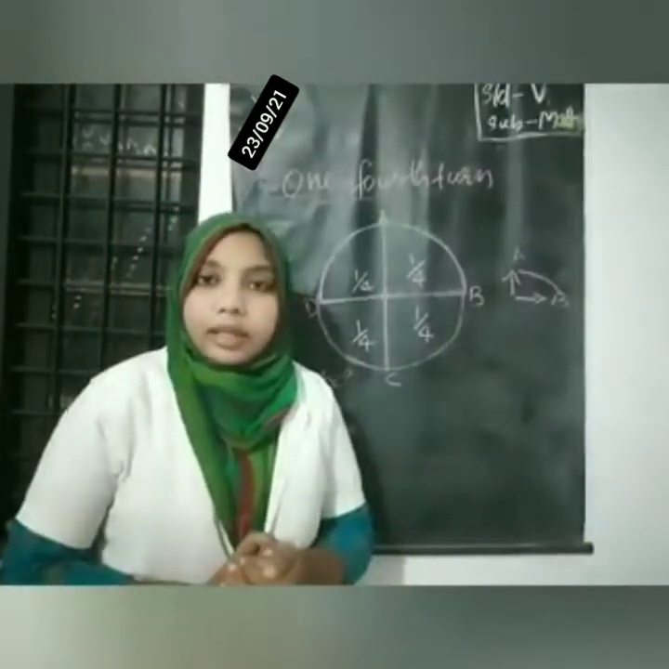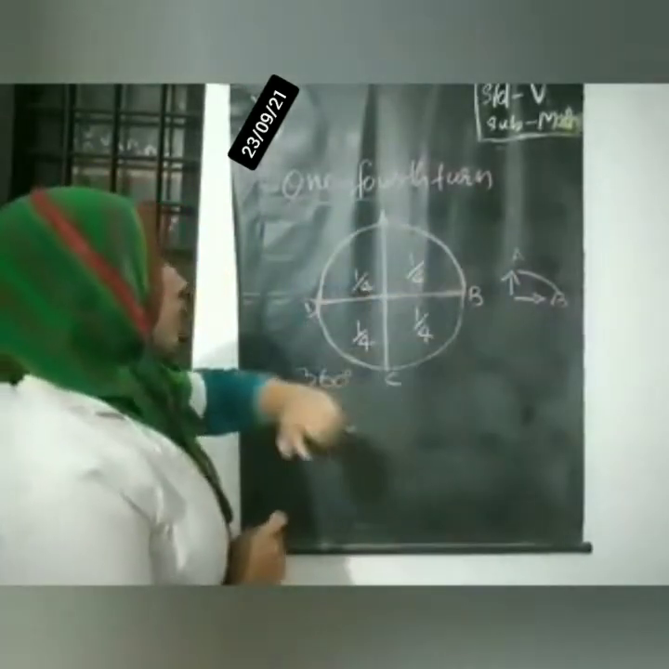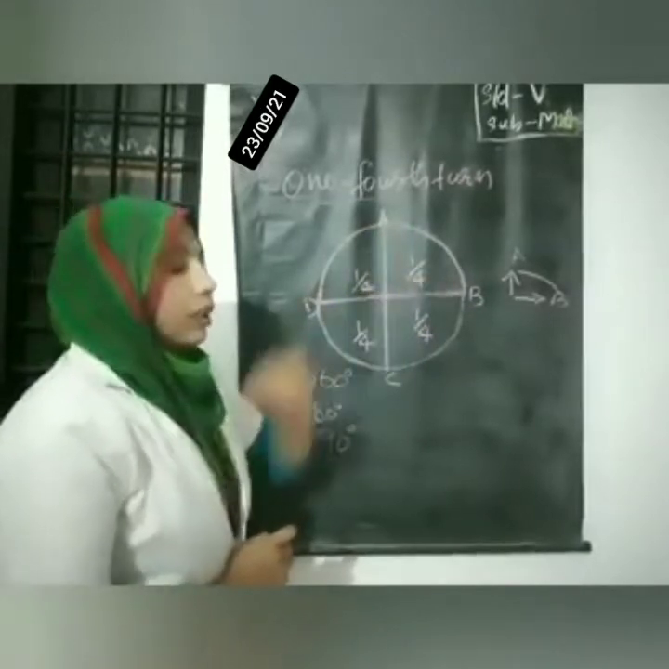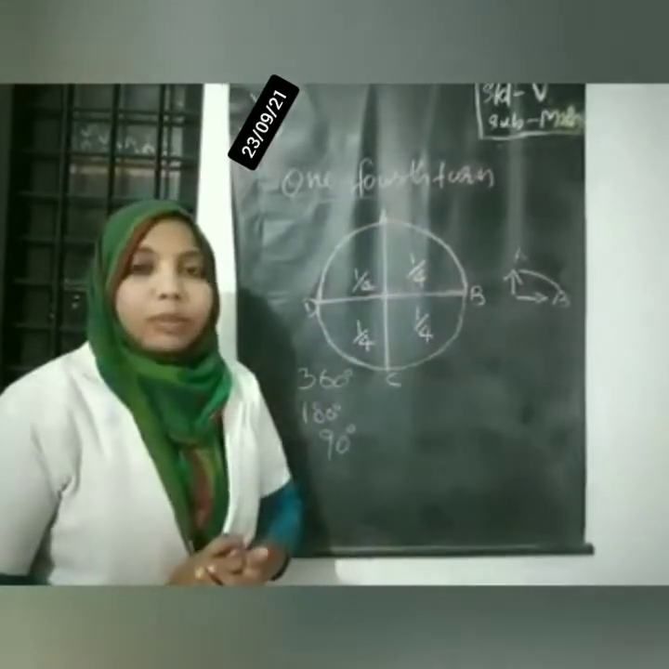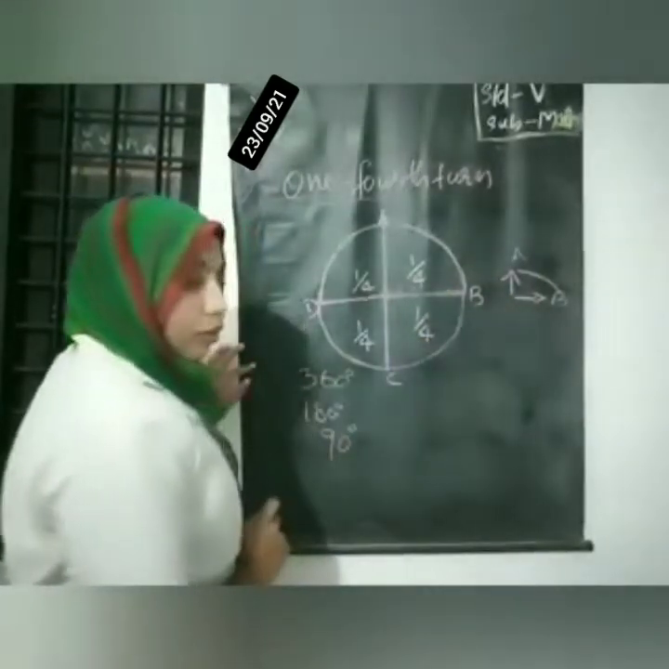It is rotating 90 degrees. So 1/4 turn means an object turning what? 90 degrees. That is a 1/4 rotation. Here the arrow moving from A to B completes a 1/4 rotation.